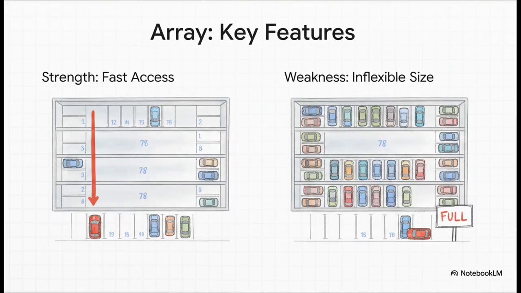So, an array's superpower is its insane access speed. In tech speak, we call this constant time, or O(1). All that really means is it takes the exact same amount of time to get the very first item as it does to get the millionth. The analogy of a numbered parking garage is perfect. If you know you're parked in spot number 78, you just drive straight there. But, and this is a big but, here's the trade-off.